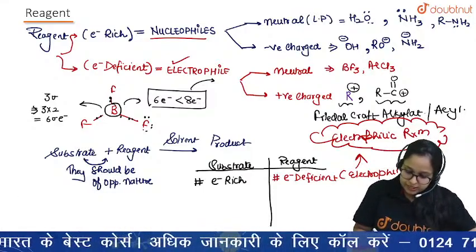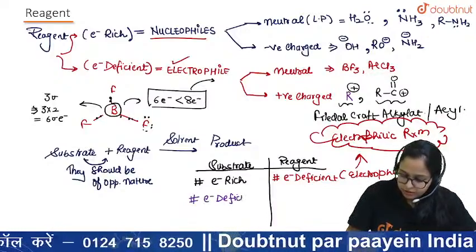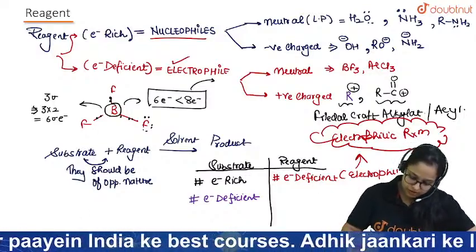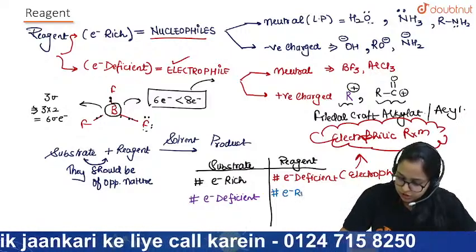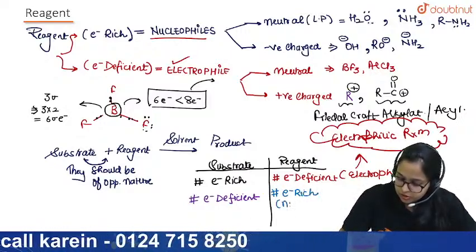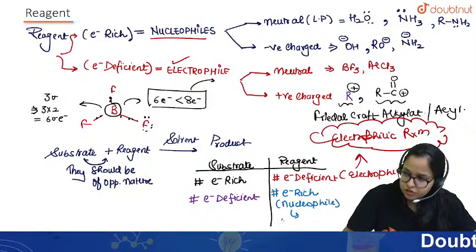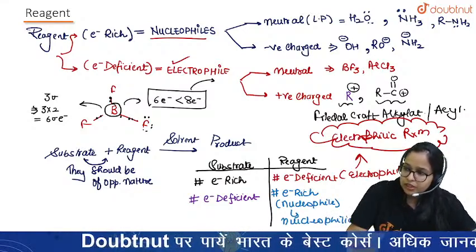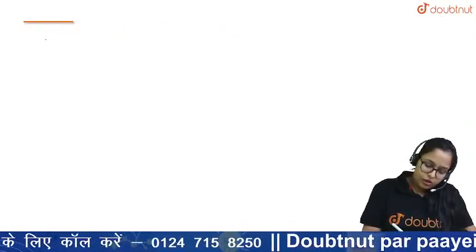If I say the substrate is electron deficient, then obviously the reagent will be electron rich, because they have to be of opposite nature. An electron rich reagent is known as a nucleophile, and whenever a nucleophile is used in a chemical reaction, they will show nucleophilic reactions. Right? So in the case of haloalkanes and haloarenes, the substrate is your haloalkane.